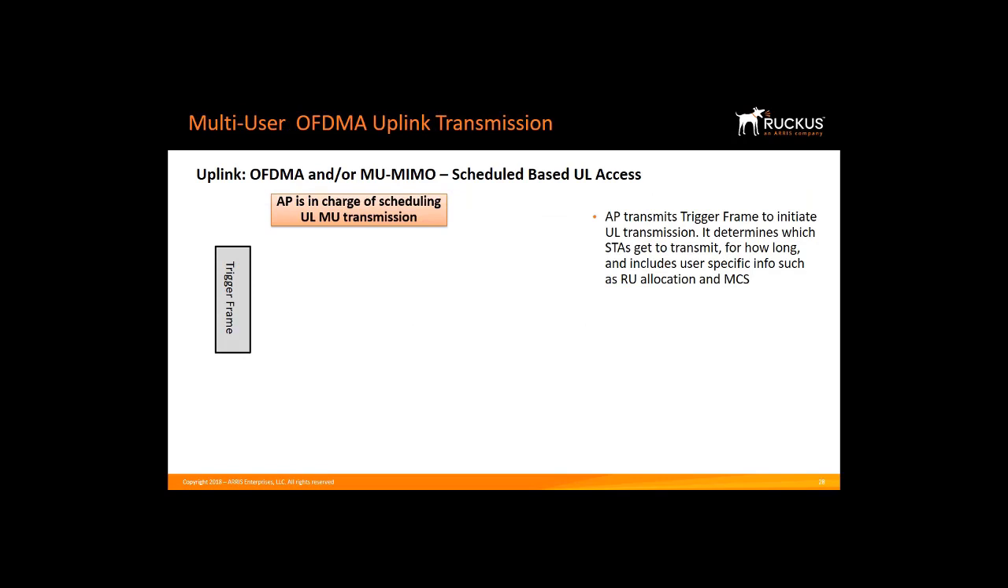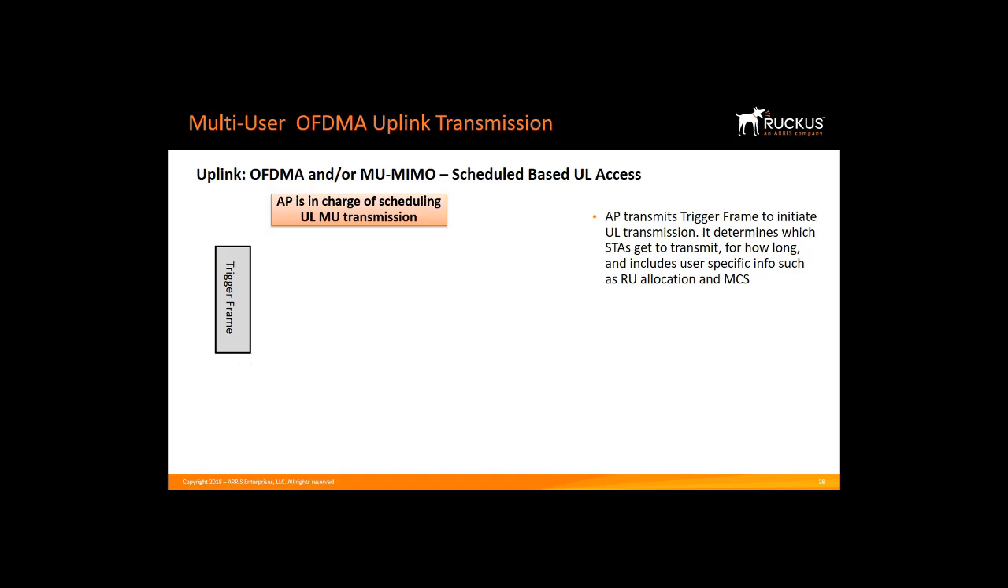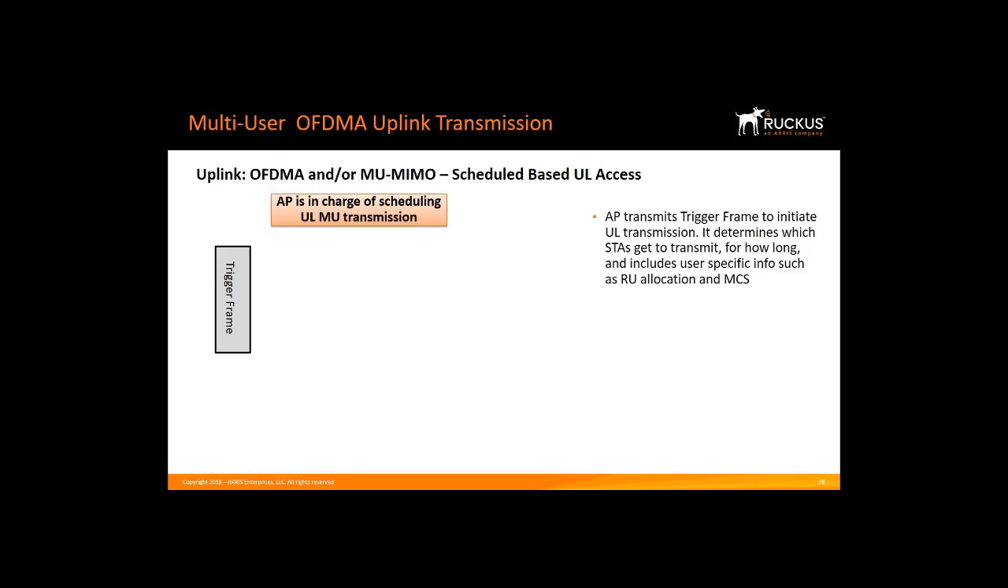In OFDMA, the uplink transmission is very different in that it is a scheduled-based transmission and the AP is in full control of the scheduling. This is done to maximize uplink transmission efficiency. First, the AP transmits a control frame called a trigger frame to all users, which contains scheduling information including the resource unit allocation to be used by each station. The RU allocation information is communicated to the clients at both the PHY and MAC layers. The trigger frame also contains the number of spatial streams and the power control information, such that individual users can increase or reduce their transmitted power.